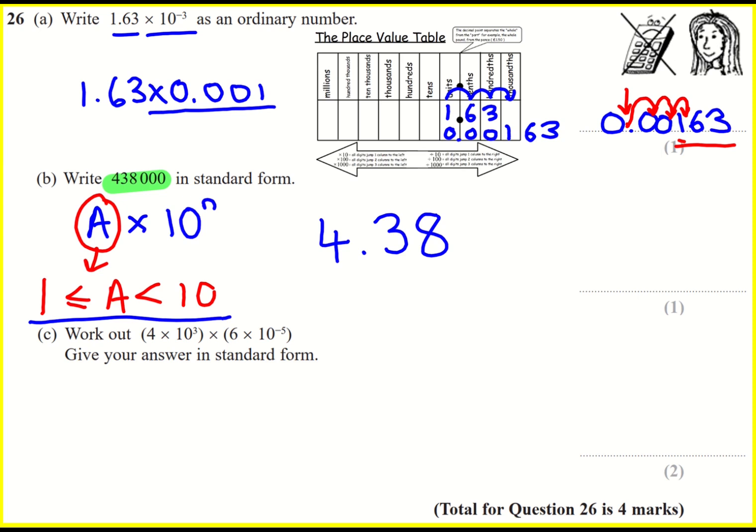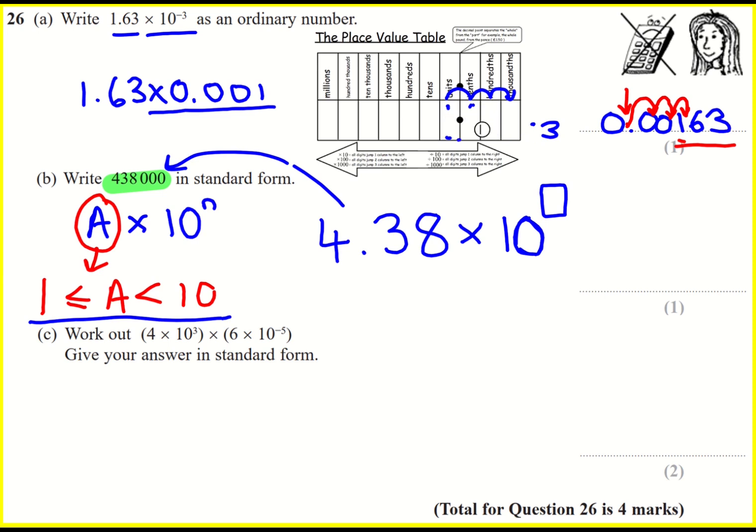And what do I have to multiply that by in terms of a power of 10? I'll just put a little box here because we haven't figured out the power yet, to get back to this number. So what would I have to multiply 4.38 by to get back to 438,000?